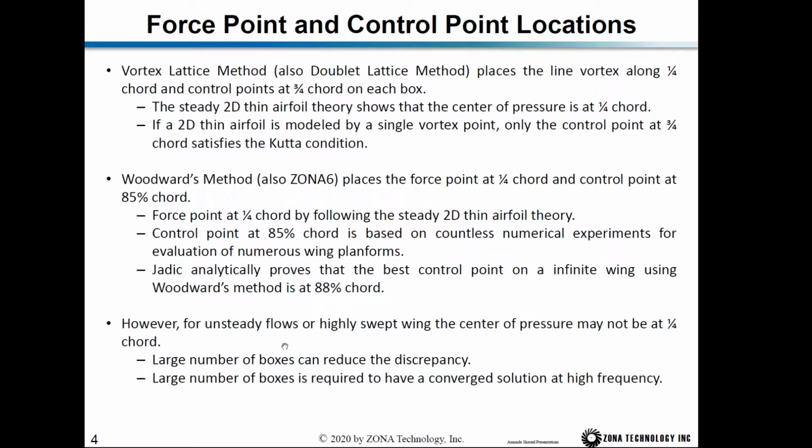However, for unsteady flow or a highly swept wing, the center of pressure may not be at the quarter chord. So this quarter-chord assumption may not be valid for a highly swept wing or unsteady flows. In unsteady flow, the unsteady pressure distribution at high frequency could be highly oscillatory. So in order to capture this highly oscillatory distribution, we usually need a larger number of boxes than in the steady aerodynamics model. And a large number of boxes can reduce the discrepancy between the quarter chord and the actual center of pressure of a highly swept wing or in unsteady aerodynamic flow.